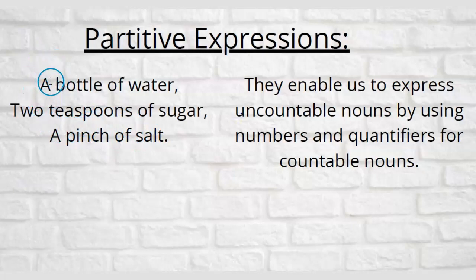But we earlier thought that articles and numbers could only be used with countable nouns and not uncountable nouns. With the help of partitive expressions, we can create phrases and sentences which help us treat uncountable nouns like countable nouns. They enable us to express uncountable nouns by using numbers and quantifiers for countable nouns. You can also use quantifiers for countable nouns with uncountable nouns if you have a partitive expression in front of them. Let's see how that works.